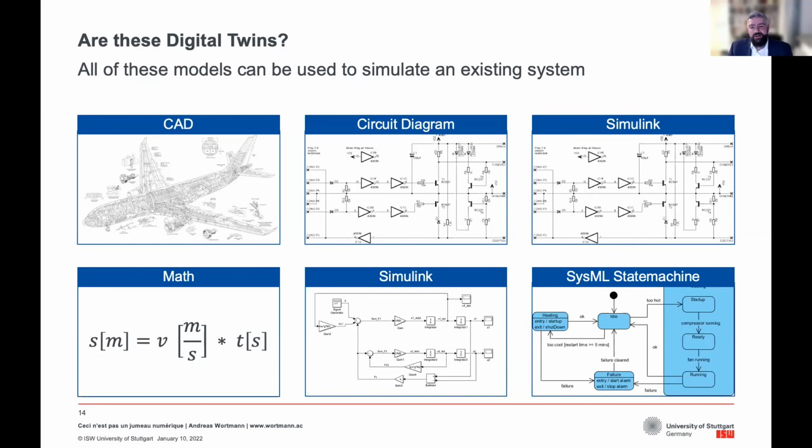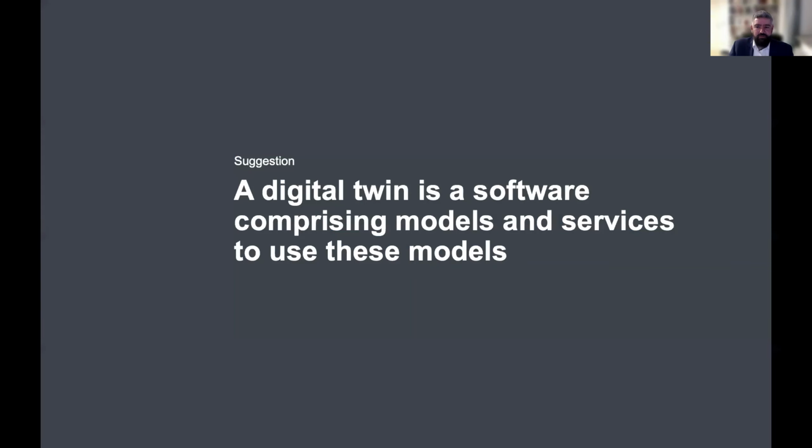So I might suggest the following improvement. A digital twin is a software or software system comprising models and services to use these models. Again, I'm biased. I conduct research in model-driven development, so that might be debatable. But this does not prescribe that we need to focus on an existing system. We don't need to focus on simulation. And it's not a model.